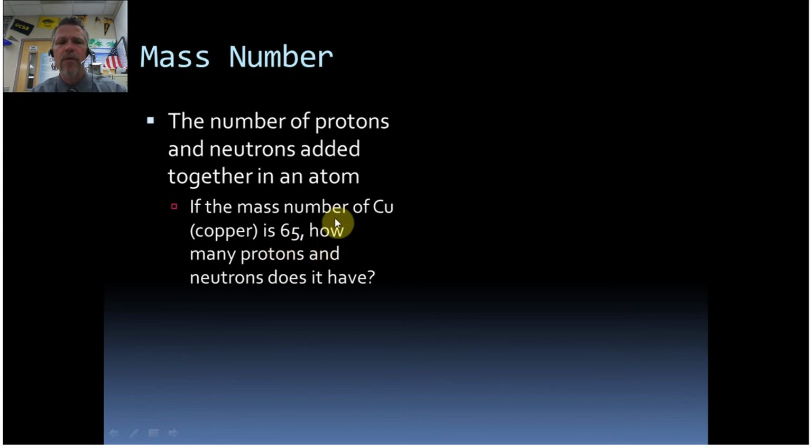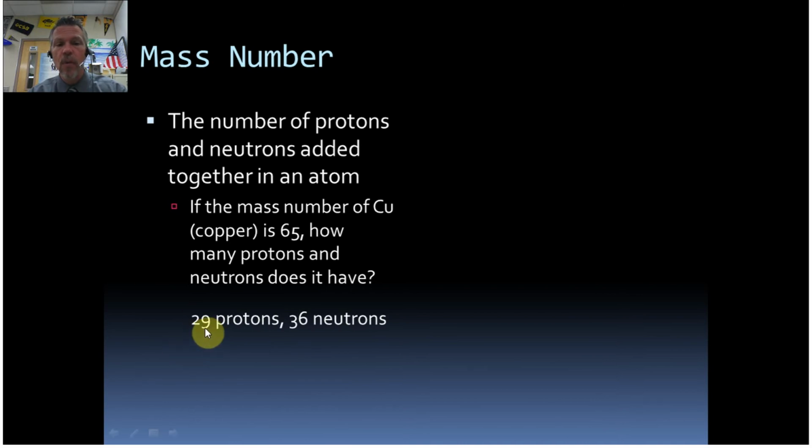Well, the way you solve that problem is that you have to know how many protons copper has. Remember, there's always one exactly right answer for the number of protons. For copper, what is it? Well, grab your periodic table again, find Cu, which is the abbreviation for copper, and look at the atomic number. That will give you the number of protons. And then you can subtract from 65 to get the number of neutrons.